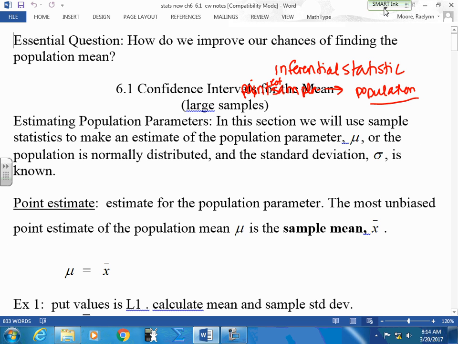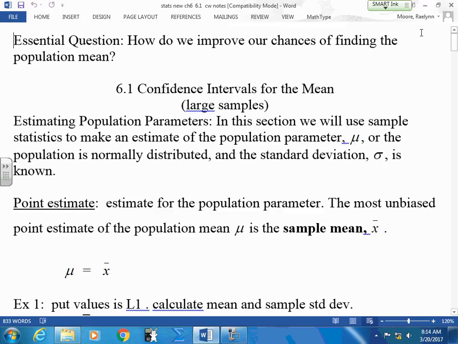Okay, so let's talk about this a little bit. We're going to estimate your population parameters. In this section, we'll use sample statistics to make an estimate of your population parameter.